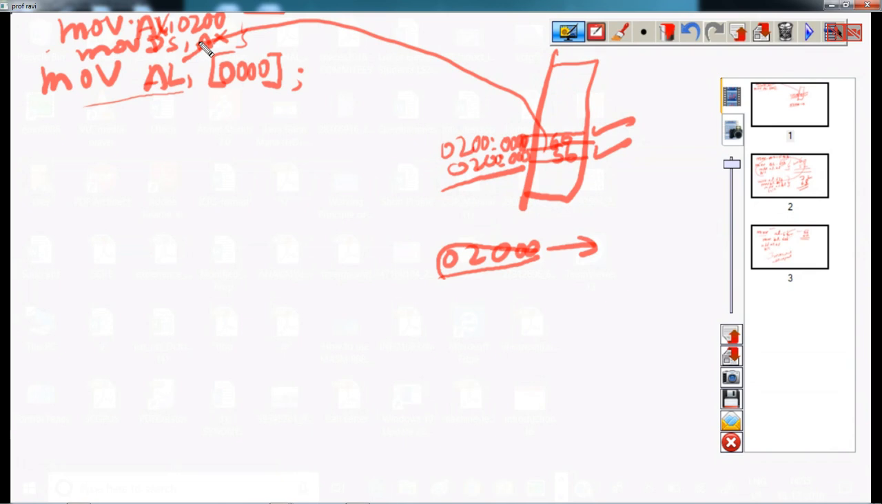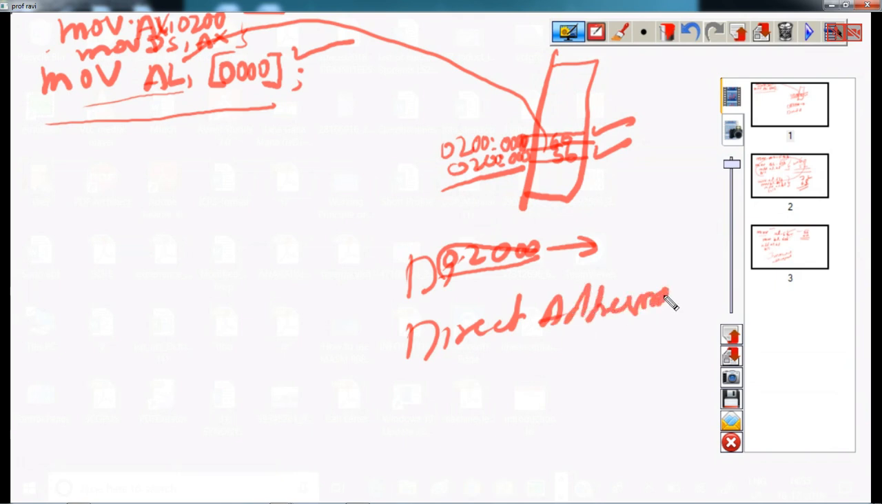So how are we locating the data? We are not directly specifying the data in the instruction. There is no data here in the instruction. We are specifying the memory at which the data is. So this kind of addressing mode is called direct addressing mode. Instead of specifying the data in the instruction, we specify the memory location in the instruction. So specifying the memory locations in the instruction is called direct addressing mode.